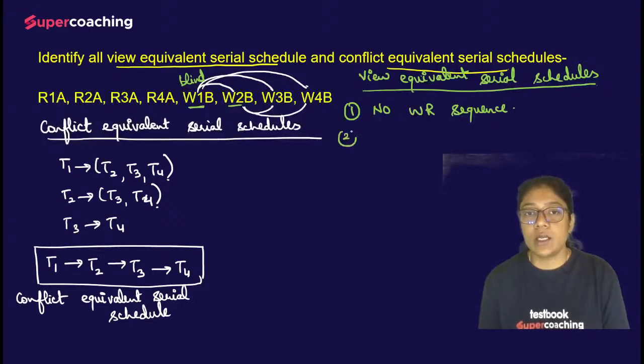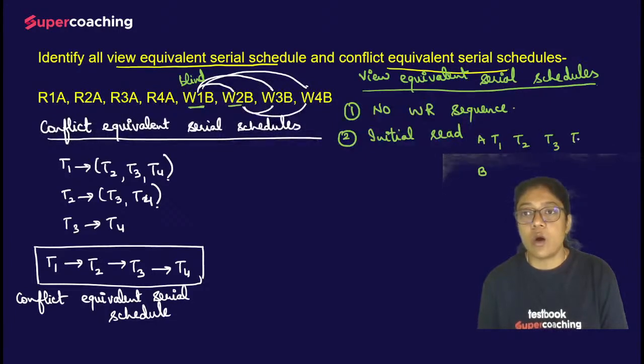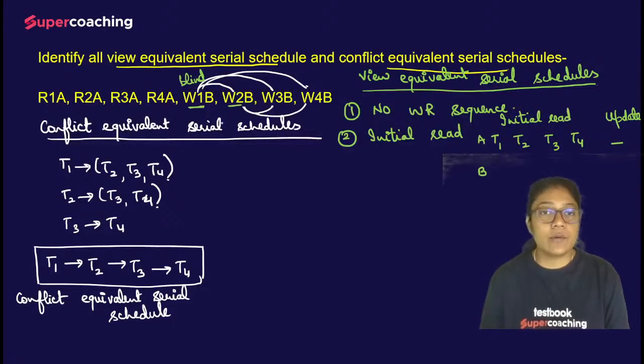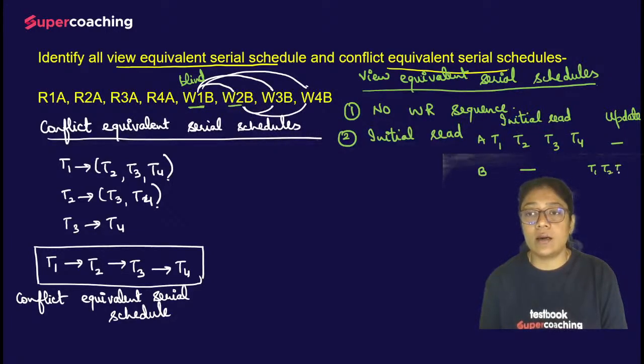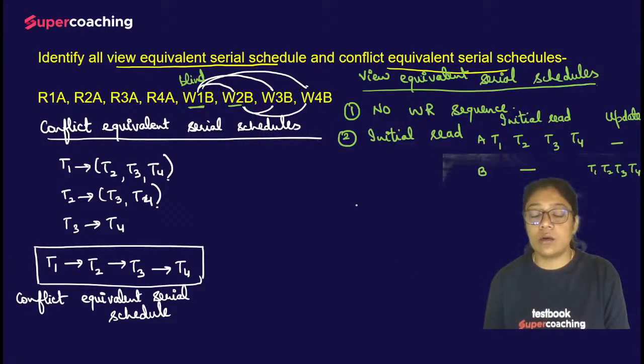Other condition that we need to check is the initial read. So we have two data items A and B. A is initially read by T1, T2, T3 and T4 और read करने के बाद there is no transaction which is updating these values. This is the initial read, right? And on B there is no initial read but it is updated by transactions T1, T2, T3 and T4. तो definitely यहाँ से आपके पास कोई possible pair नहीं आया.